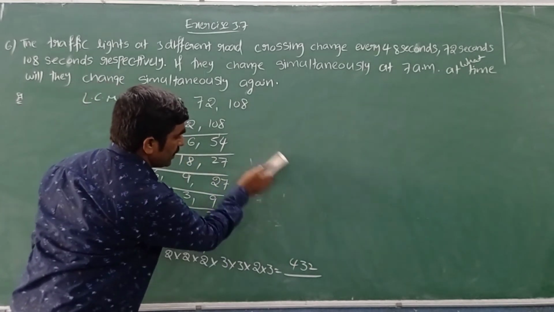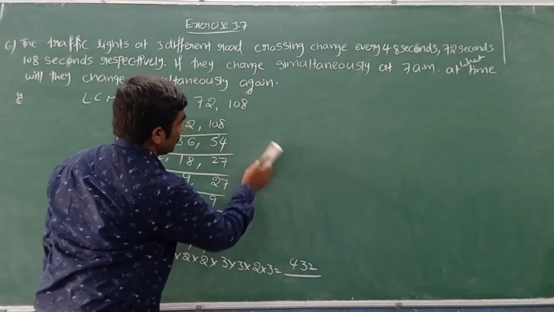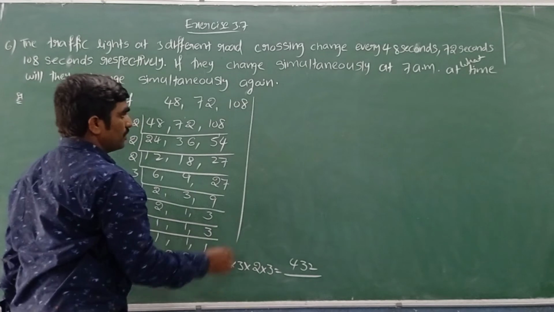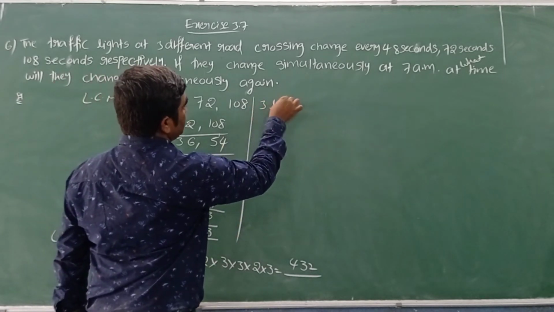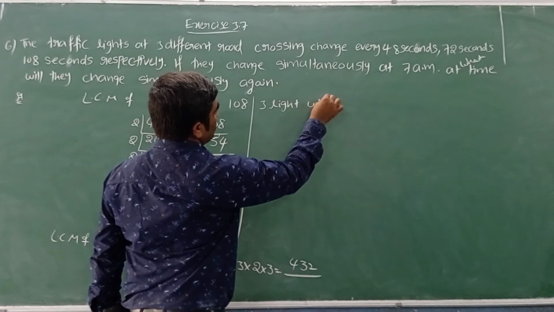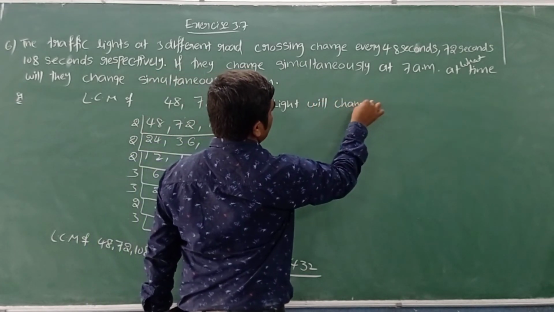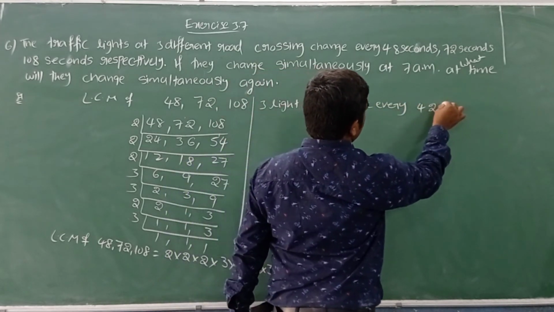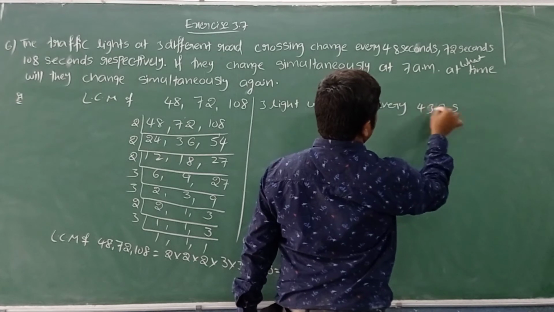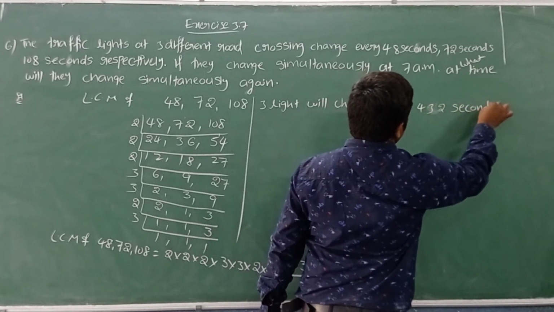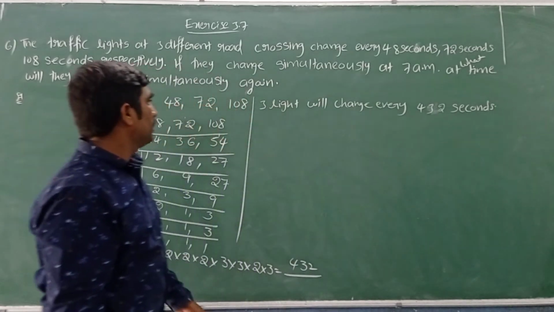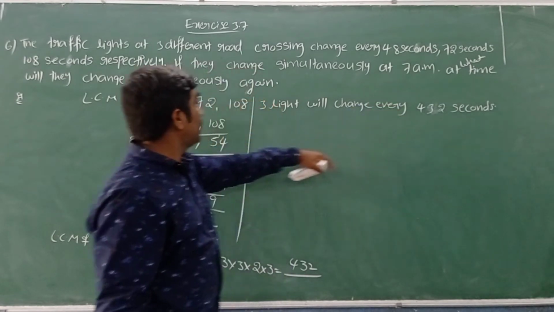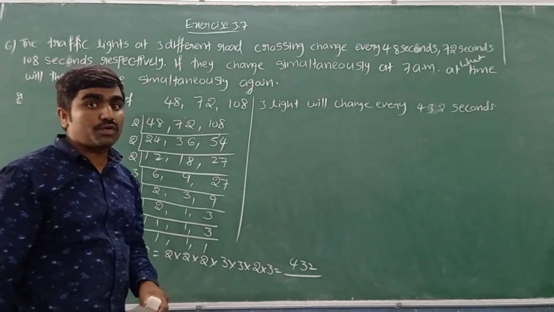Now what can we write as the answer? The 3 lights are going to change every 432 seconds. We can write now: 3 lights will change every 432 seconds. The reason is 432 is the least common multiple of all the given 3 numbers. But they are asking, after 7 a.m., at what time the 3 lights are going to change at a time.